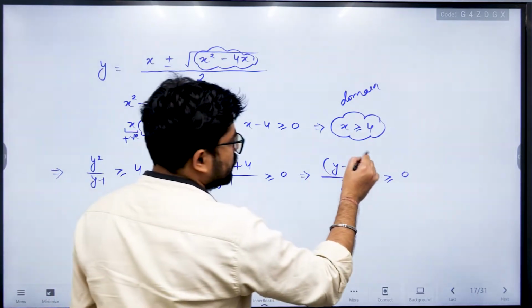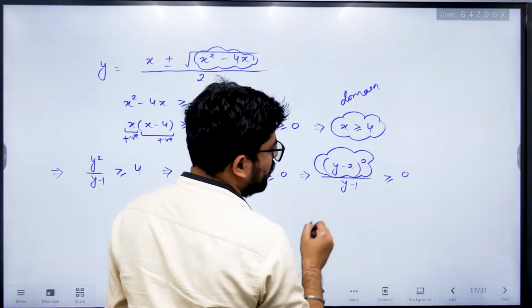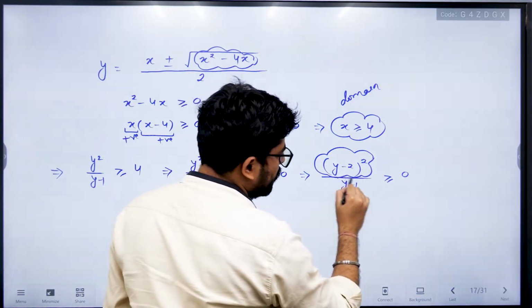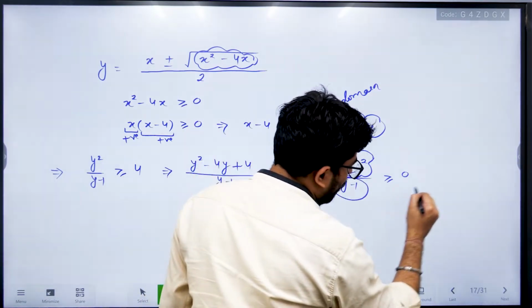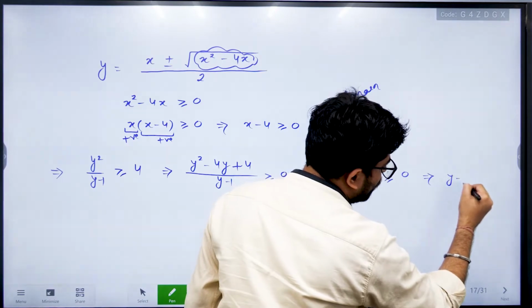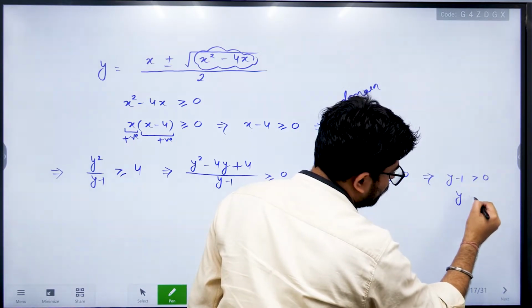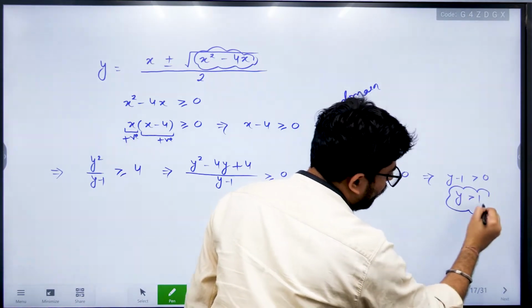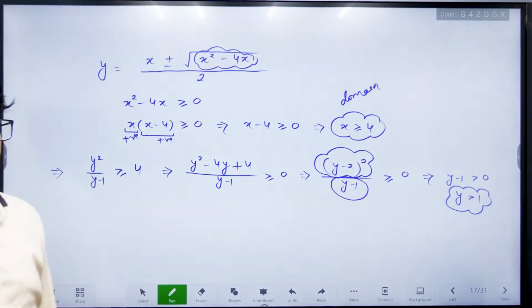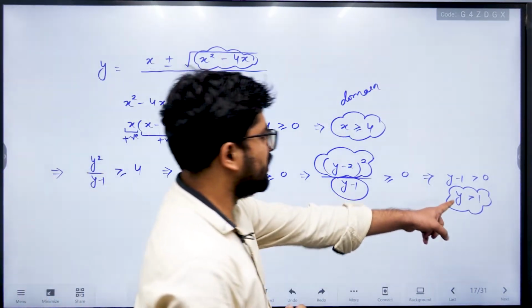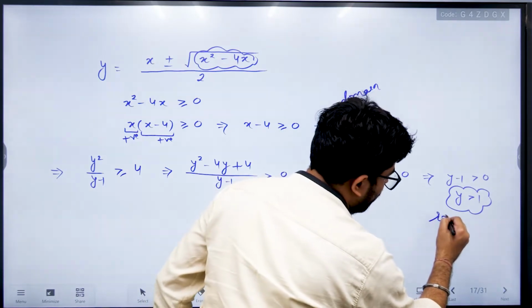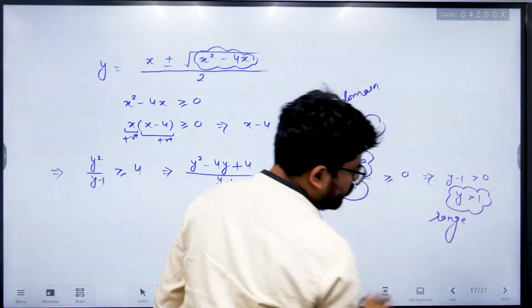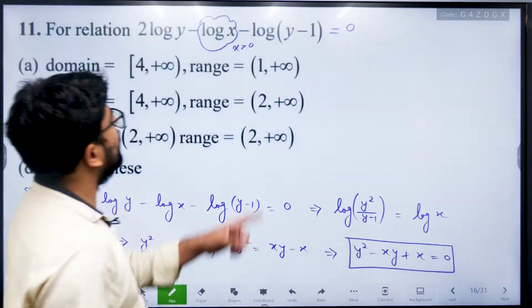So sir, this thing is what? This thing is always greater than or equal to 0. So if the division is greater than or equal to 0, then the denominator must be greater than 0. So y minus 1 must be greater than 0, so y must be greater than 1. Y cannot be 1 because then the denominator is 0. So y must be greater than 1. So this is your range.